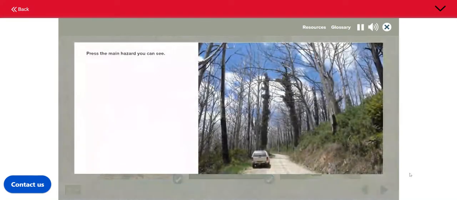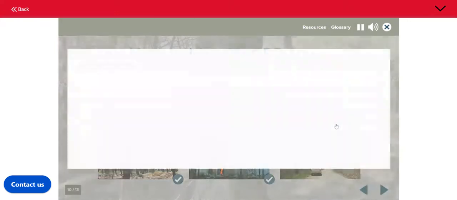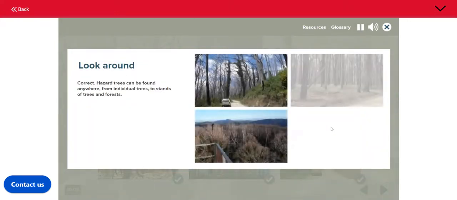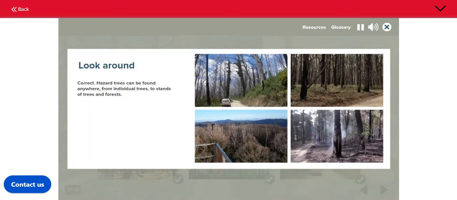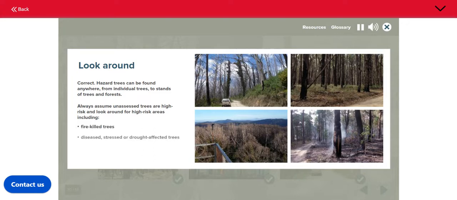Press the main hazard you can see. Correct. Hazard trees can be found anywhere, from individual trees to stands of trees and forests. Always assume unassessed trees are high risk and look around for high-risk areas, including fire-killed trees, diseased, stressed, or drought-affected trees, trees beside roads and tracks, and trees near escape routes or safety zones.